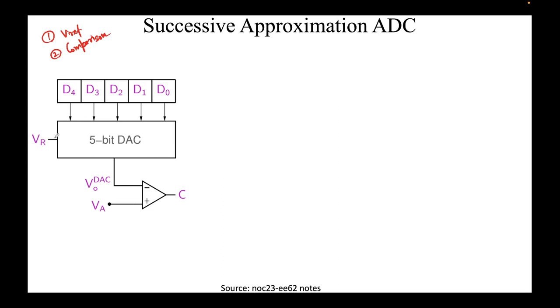So for this we have, let's say, a DAC. We have seen DACs today. There's a reference and a ground, and these are the digital inputs, and the output is an analog value, V naught DAC. In this case, this is a 5-bit DAC. Okay, so first, what I want to do is plot. This is the plot, and let's say this is 0.